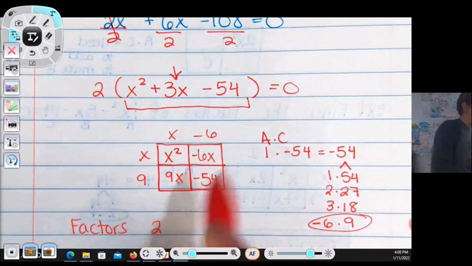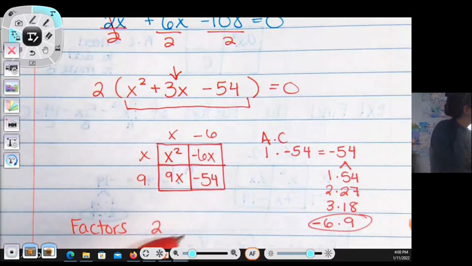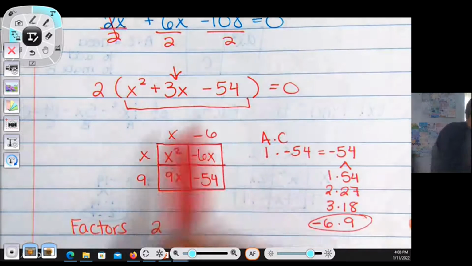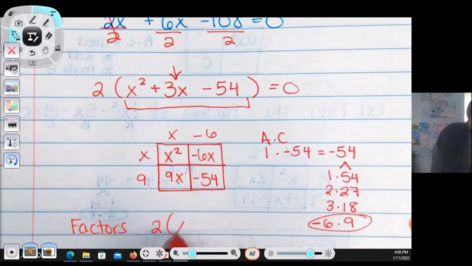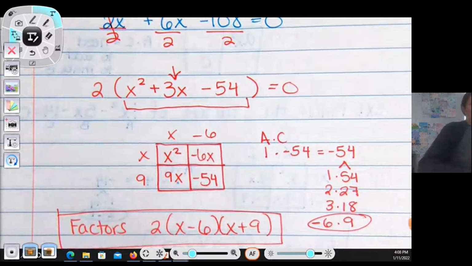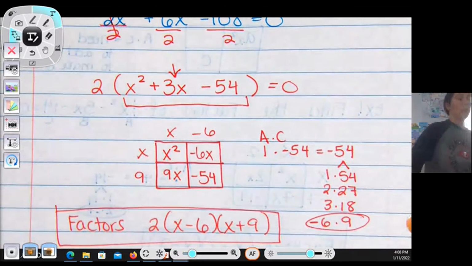So I'm going to put 2 out front because I divided by it in the beginning. That has to be in the final answer. Factors means what multiplies to make something. So 2 has to go out front. And then I have x minus 6, x plus 9. And those are my answers. Hopefully this helped you if you've been absent or if you need help with factoring.